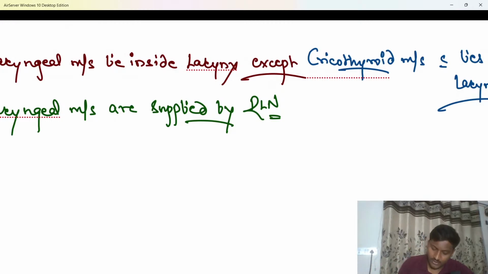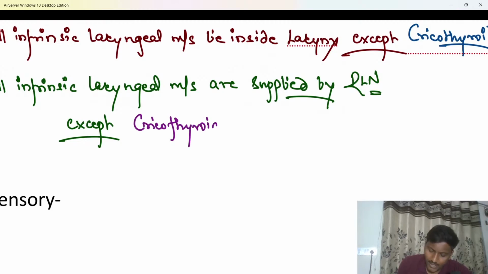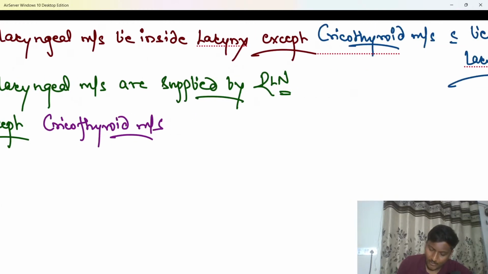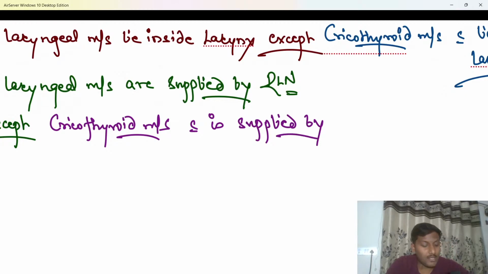And as always we know there would be some exception, and that exception in the larynx is which muscle? Always the cricothyroid, right? So please remember, all intrinsic laryngeal muscles are supplied by the RLN, that is your recurrent laryngeal nerve, except the cricothyroid muscle, which is innervated by... What was the other nerve supplying the larynx, beta? The SLN, the superior laryngeal nerve.